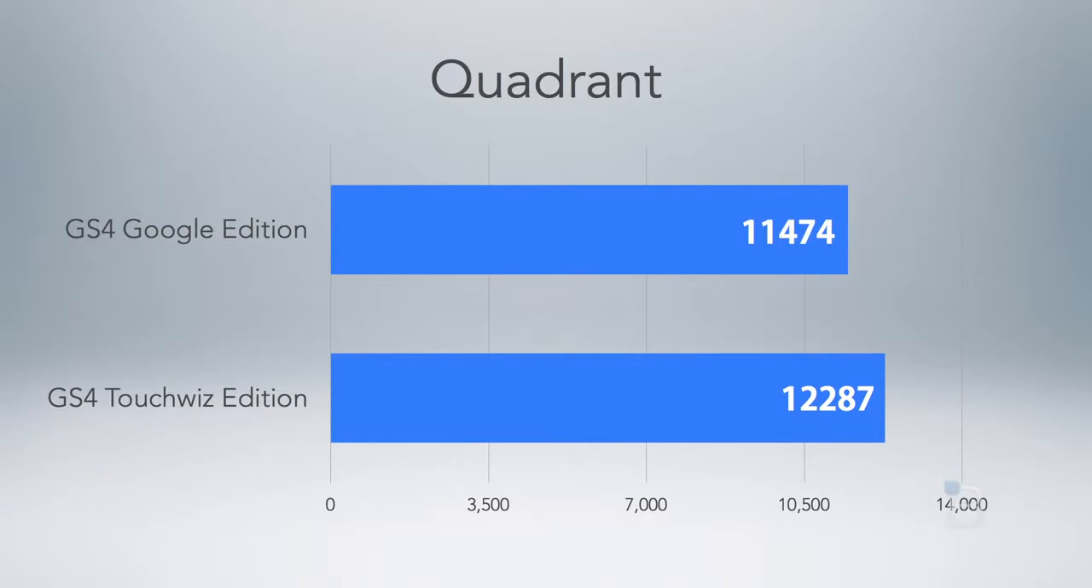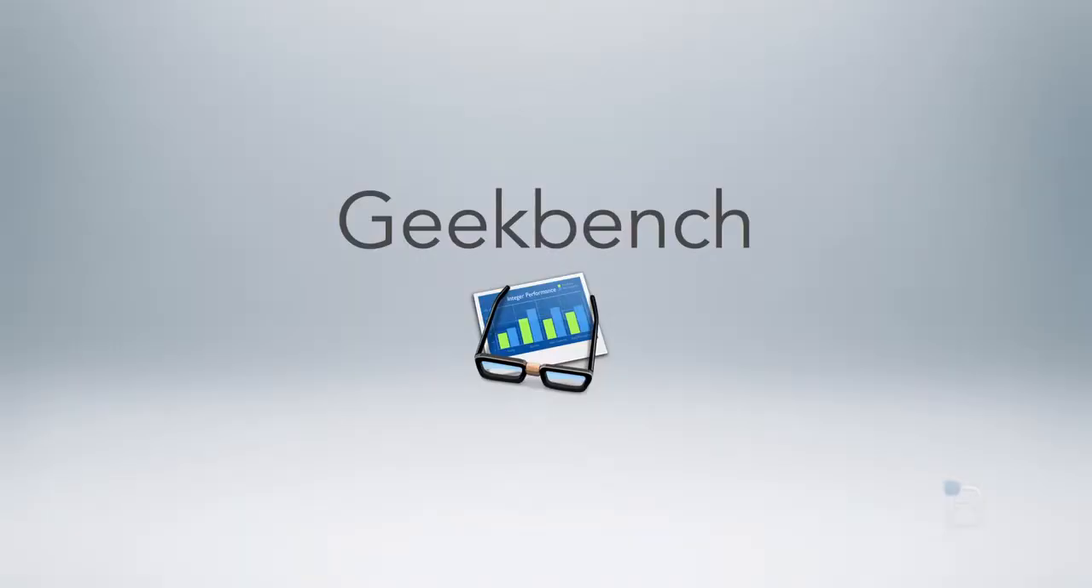So the score I got on the Google Play Edition was 11,474. On the TouchWiz phone, it was 12,287. So that was kind of interesting. So I thought maybe we might be seeing a trend. Is TouchWiz better optimized than Google's own native operating system?